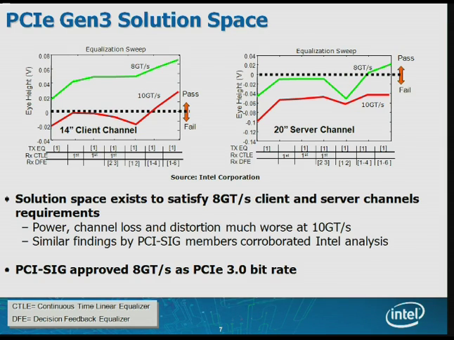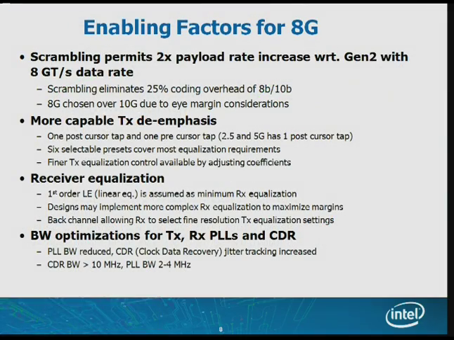So the solution that we found is really going with 8 gigatransfers per second. Now the question and challenge is how to get the 2x of the bandwidth, because from 5 gigatransfers per second to 8, we're not getting inherently twice as much performance. Well, the solution is found in changing, in the third generation, the encoding technique that is being used.